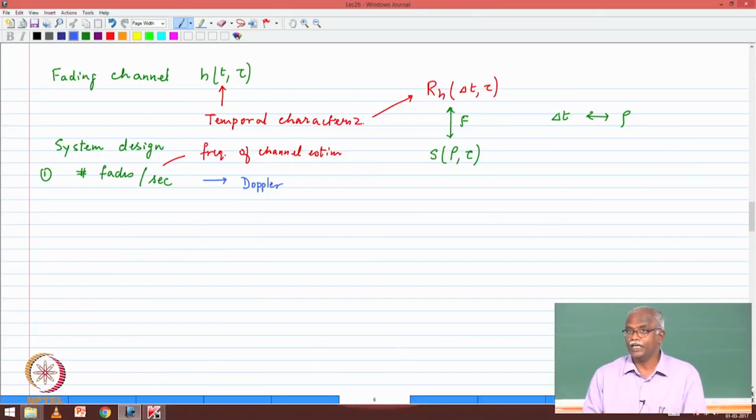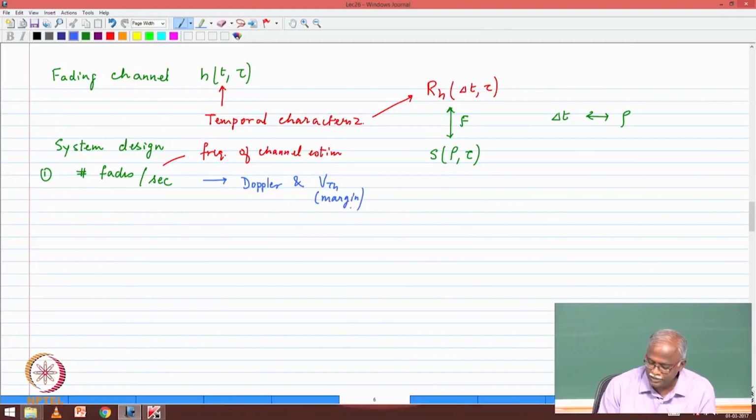There's another one, which also has to do with how much margin you have, and therefore what constitutes a fade. One is Doppler, of course, there is no arguing. The second one is a threshold. What is your threshold for a fade? And this threshold actually depends on the margin that you have built into the system.